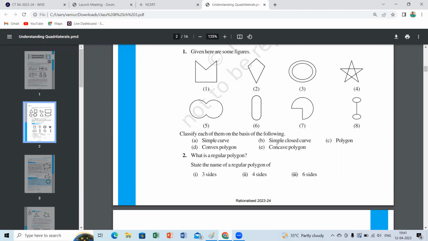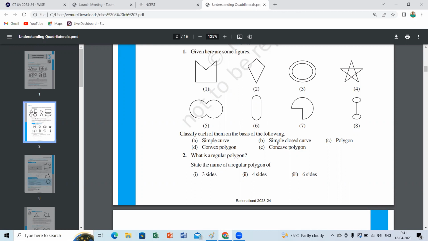Third one, it is a closed figure, ma'am. Simple curve. Fourth one. Ma'am, the fourth one is concave.